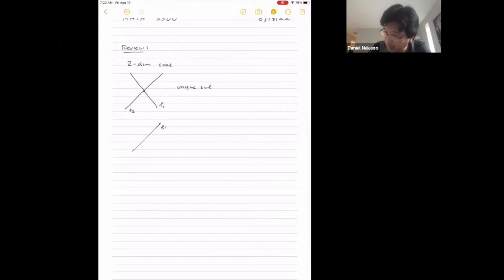So here's L1 over here. Let me see if my color works. Of course, we use red and black, right? So here's the other line L2. So they actually coincide. And in that case, we have infinitely many solutions.